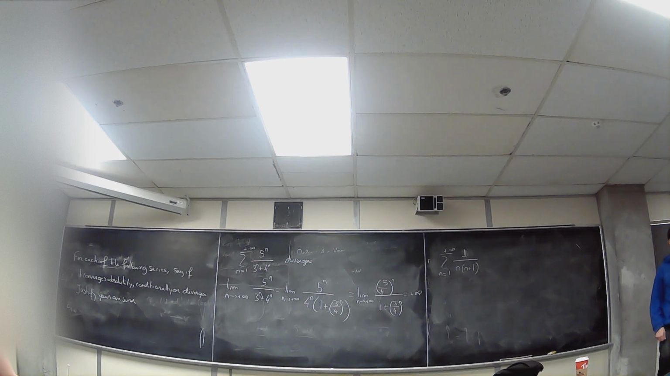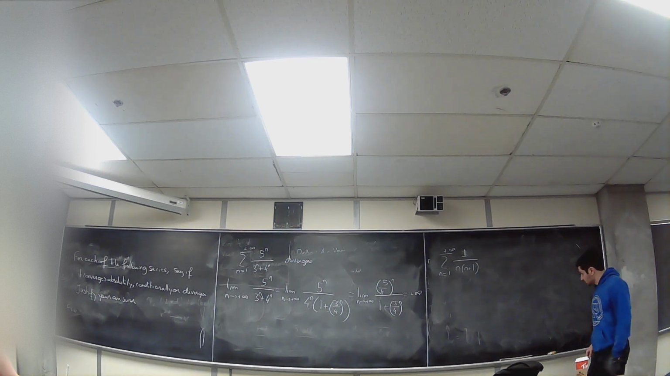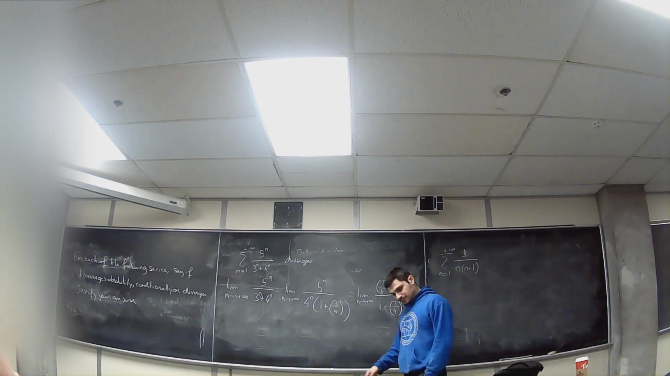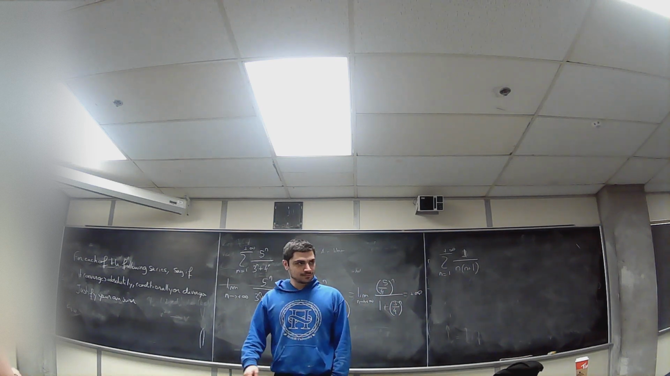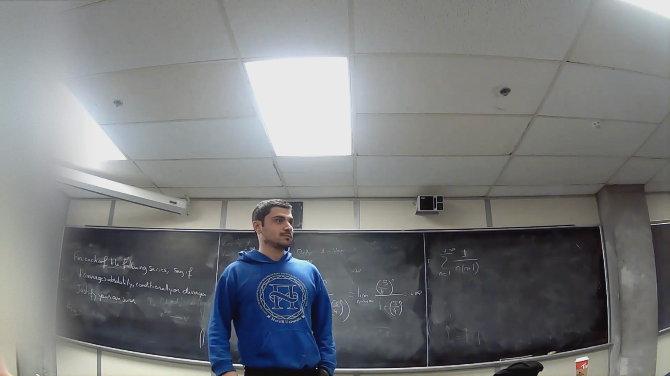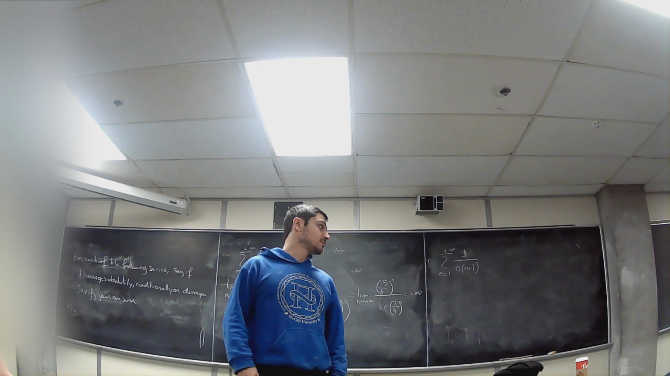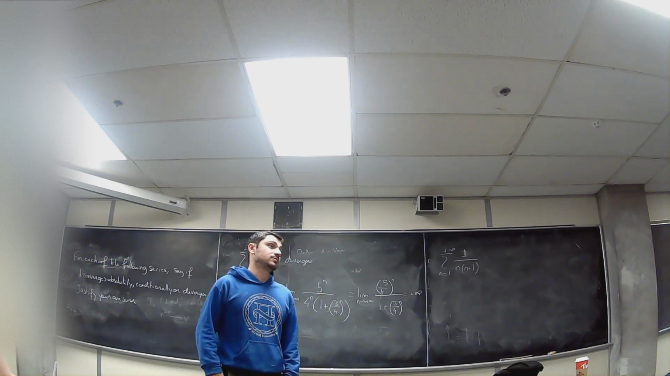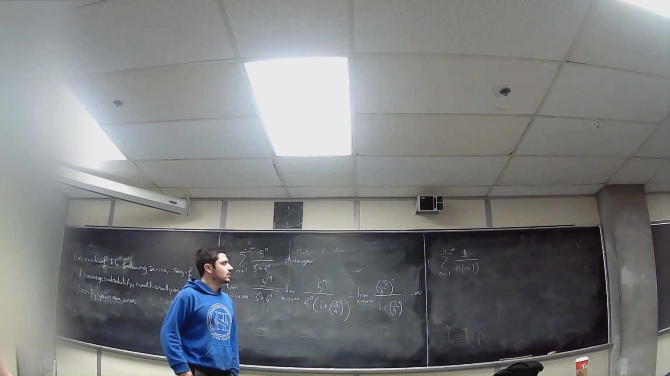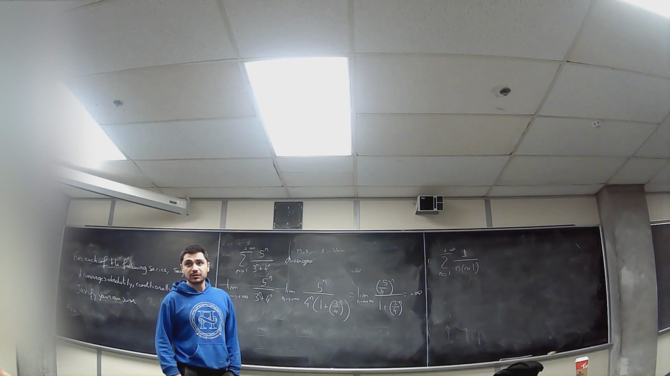Yeah. You can do a direct comparison. If you expand the n times n squared plus n, it will always act the same as 1 over n squared. That's right. So you can do that by limit comparison, or by comparison. Are we good here?